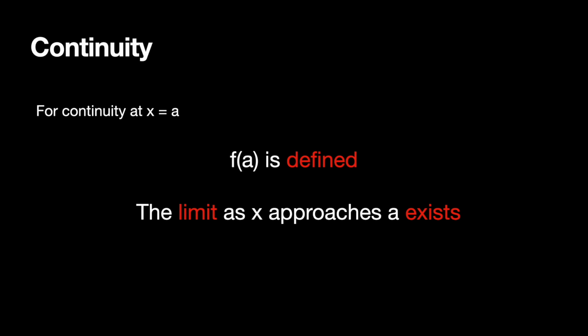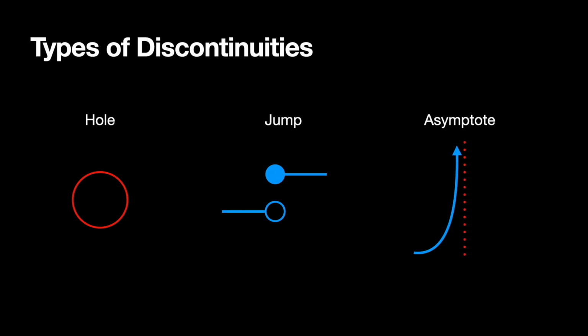For continuity at x equals a, you need f of a to be defined, the limit as x approaches a to exist, and the limit as x approaches a to equal f of a. Now there are three main types of discontinuities: a hole, which is removable using a piecewise function; a jump, which makes it so that the limit at that x value doesn't exist; and an asymptote or an infinity discontinuity.